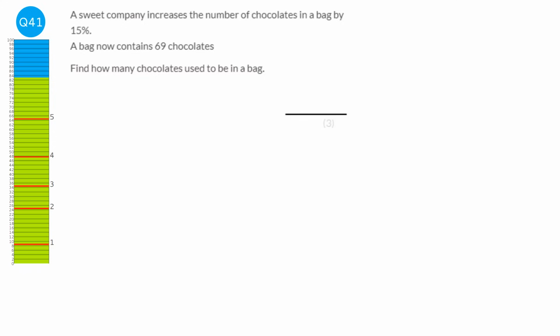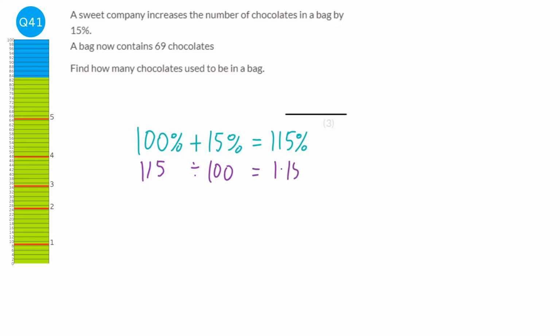So what's happened here is that the company's increased the amount of sweets by 15%. So we're just going to focus on that and work out what the multiplier would be first. So they started off with 100%, and they added 15%, and then therefore they ended up with 115%. And to find that as a multiplier, we get the 115 and divide it by 100, and that gives us 1.15. So that is the multiplier they used.